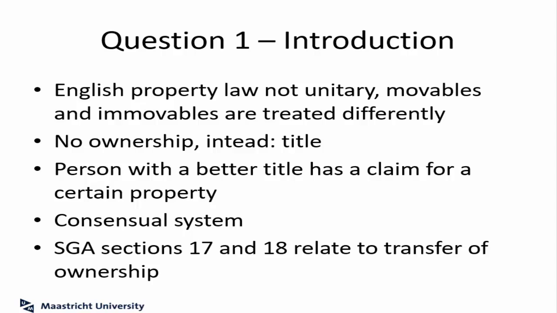It also must be noted that English property law is not unitary. Movables and immovables are treated very differently. Another thing is that there is no concept of ownership in England. Instead, we use the notion of title. A person with a better title has a claim for a certain property, until a person with an even better title comes along and claims that property from person A.